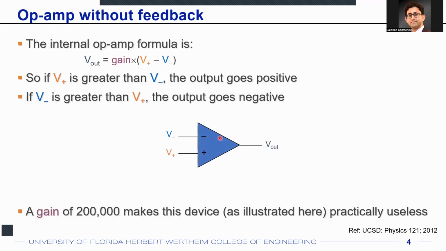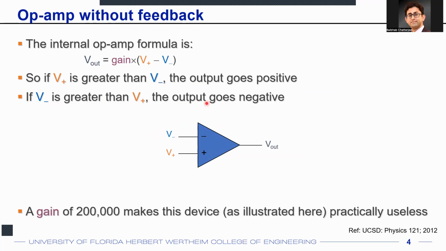Now, without feedback, if you have an open loop system with an op-amp, you just have 2 inputs and an output. There's no feedback, nothing. The formula for this op-amp is output voltage equals gain times (V plus minus V minus). Whatever voltage you have at the positive terminal, minus whatever voltage you have at the negative terminal, multiply that with gain, and that becomes your output voltage. So if your V plus is more than V minus, the output goes positive. And if your V minus is greater than V plus, the output goes negative.